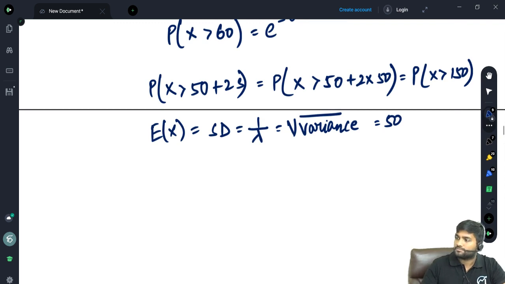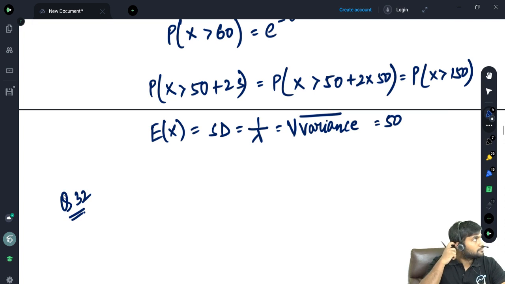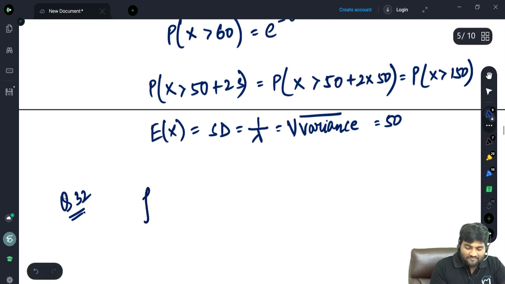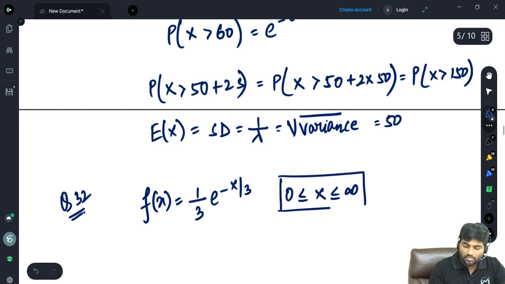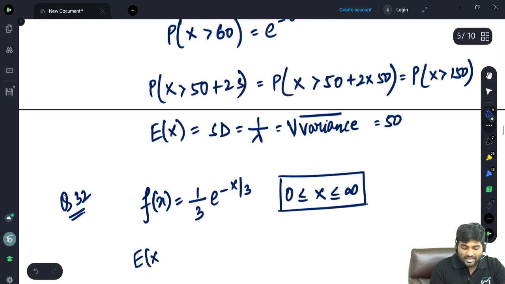Question number 32. We are given fx, which is 1 by 3 e to the power minus x by 3. Now they are asking, what is the mean time interval between consecutive telephone calls? What is the mean time interval? So mean time interval means mean. So expectation of x is what? 1 by 1 by 3, which is 3.